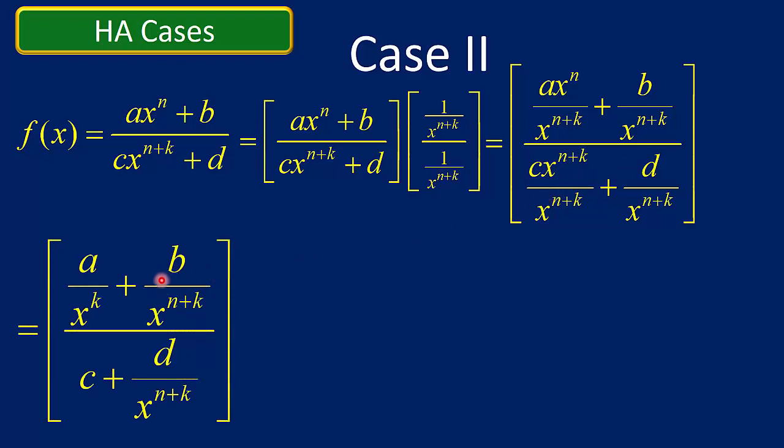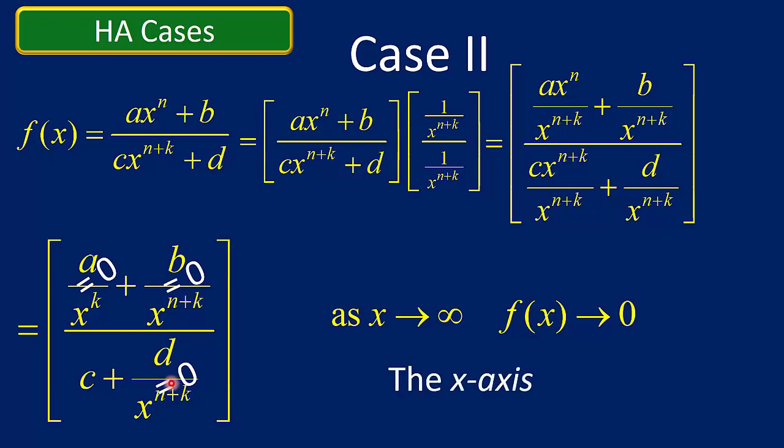Now, dig this. As x goes to infinity, this first term goes to 0, the second term goes to 0, and then the last term down here goes to 0. And all you're left with is 0 over c. Well, that's 0. So as x goes to infinity, f of x goes to 0. So we say here, in this case, where the degree on the bottom is bigger than the degree of the top, the x-axis is the horizontal asymptote. Or, y equals 0.